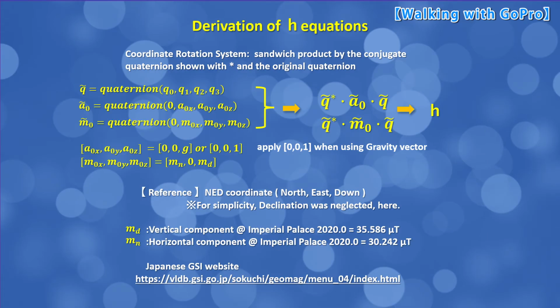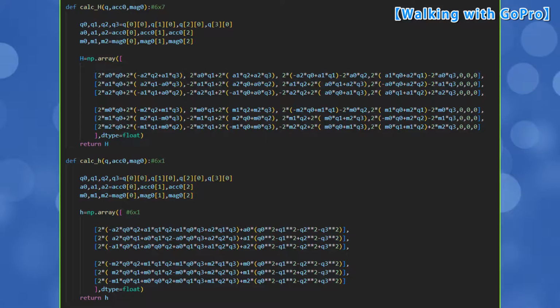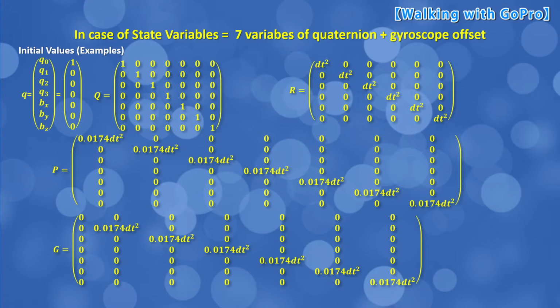This slide shows how the observation model H is constructed. All you have to do is do a sandwich product with respect to gravity vector 0, 0, 1 and the Earth's magnetic vector at the place, using the quaternion coordinate rotation system. As a result, we got observation model H and its Jacobi matrix. On the Python code, observation model H and its Jacobi matrix are also defined as functions. Finally, initial values. Just examples.